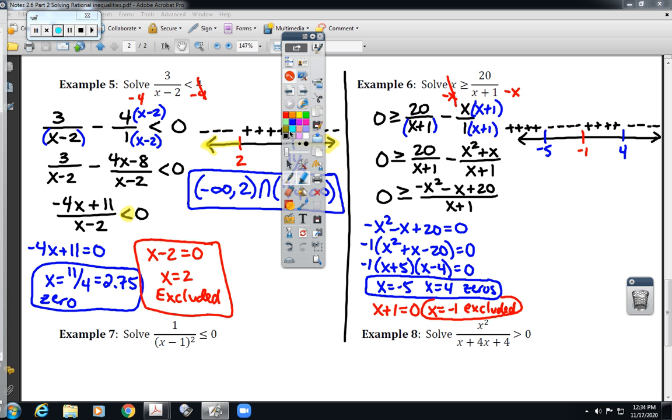Final step then is to grab the solution set. Remember that we're looking for less than or equal to 0 because the 0 is on the other side, right? So we're looking for negative or including. So that'd be here and here. So our answer would be from -5 to -1 with a square bracket for -5, and from 4, which should be a square bracket, to infinity.